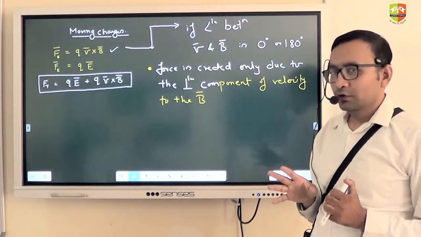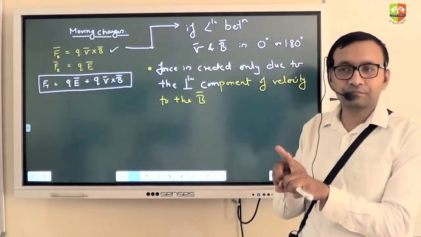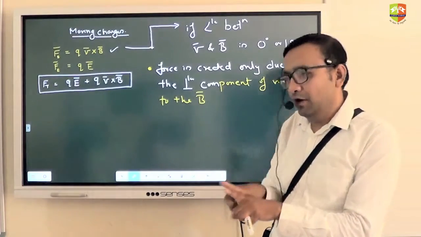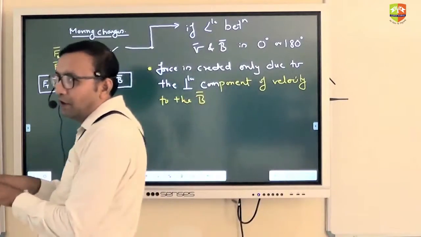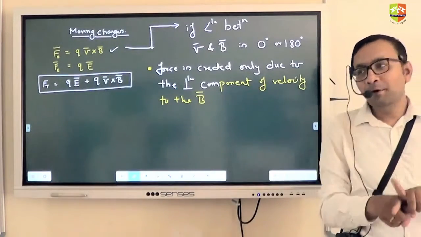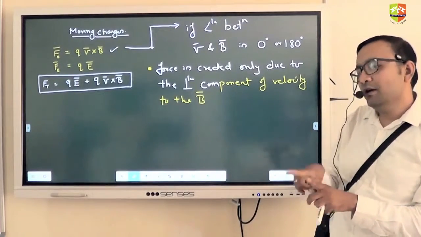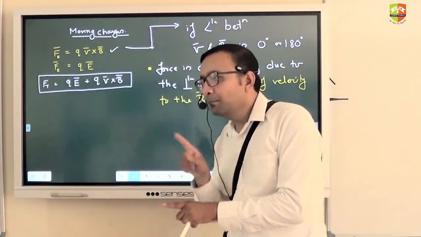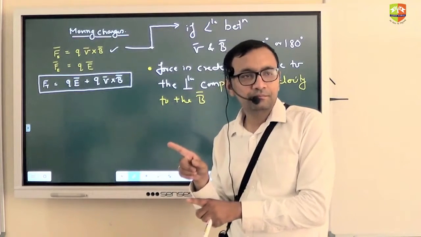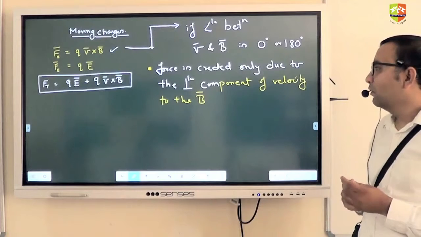Understood? So the velocity could be making a certain angle with the magnetic field. Are you getting it? So you can split the velocity into two parts: parallel to the magnetic field and perpendicular to the magnetic field. Right? So parallel to the magnetic field, it will continue to move with the parallel component of the velocity. Understood?